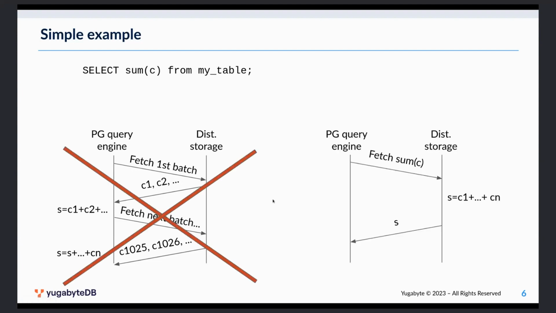With pushdown, you can just ask the storage layer to fetch the sum directly, and then it would compute it and just send that one single value back. A lot faster and a lot less traffic over the network.